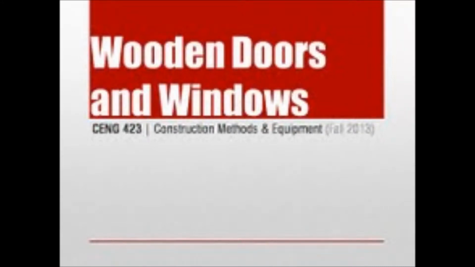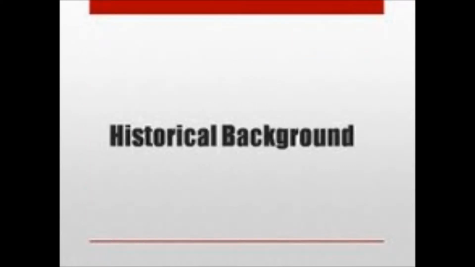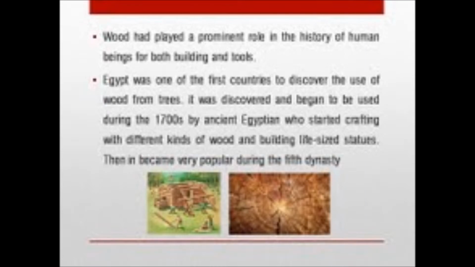This video will be talking about wooden doors and windows produced specifically in Egypt. Here's an outline of the things we're going to be talking about, and we're going to start off with the historical background of wood in general. The tree and wood have played a prominent role in the history of human beings, and wood has been the most important building material since Paleolithic times.